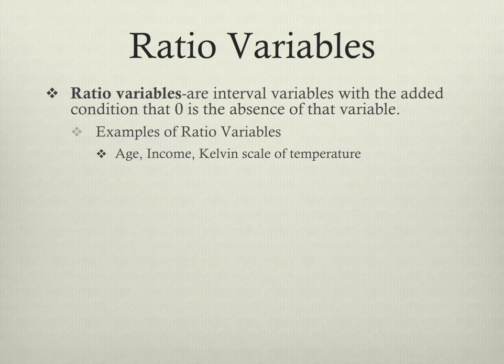Ratio variables are numbers, like interval variables, but with the added condition that 0 is really the absence of something. For example, income is a ratio variable. It's a number, and 0 really means the absence of any remuneration or payment for services.